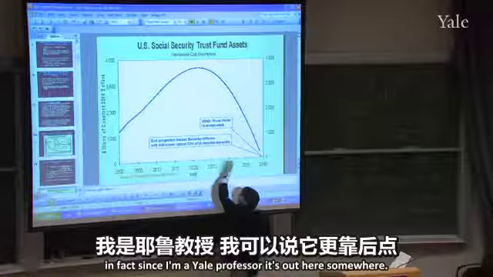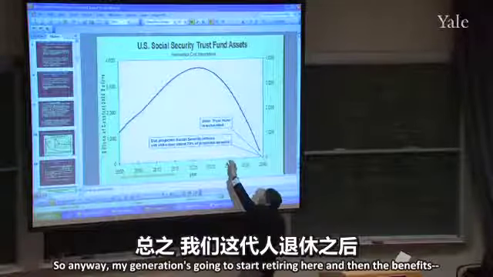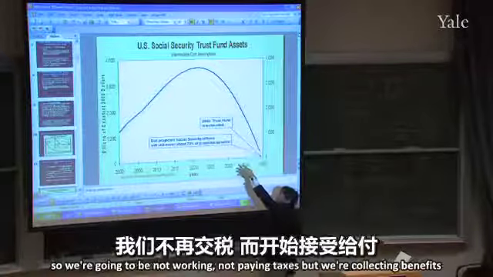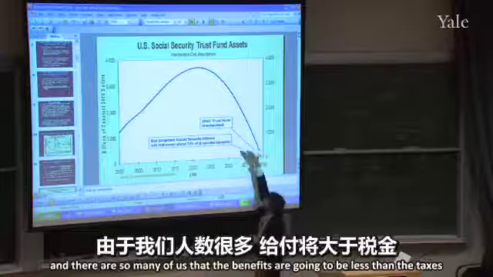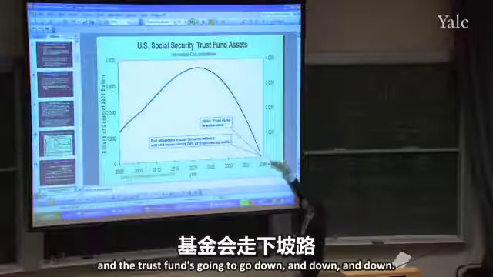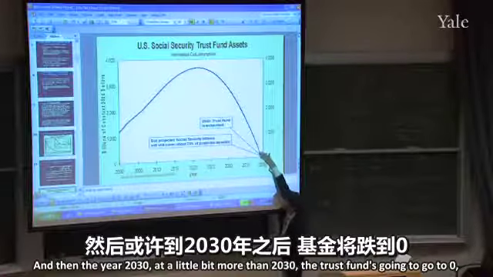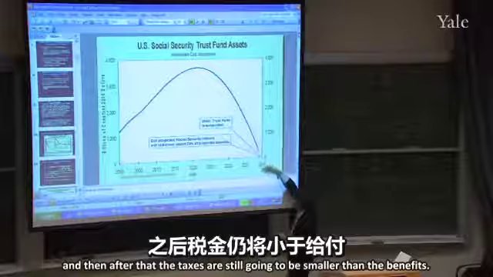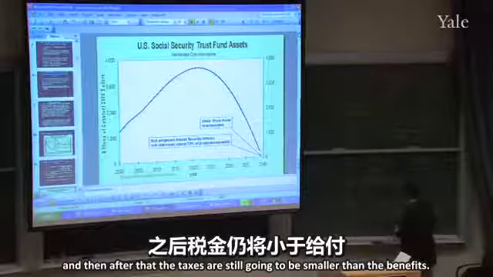Anyway, my generation's going to start retiring here. And then the benefits, so we're going to be not working, not paying taxes, but we're collecting benefits. And there's so many of us that the benefits are going to be more than the taxes. And the trust fund's going to go down and down and down. And in the year 2030, a little bit more than 2030, the trust fund's going to go to zero. And then after that, the taxes are still going to be smaller than the benefits.